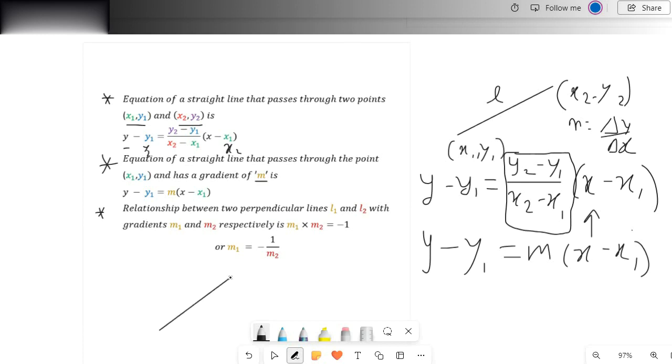What it means is that if we have a straight line L1 and another straight line L2, the angle between them will be 90 degrees, meaning that they are perpendicular. And if L1 has gradient m1 and L2 has m2, then m1 multiplied by m2 is equal to minus 1, or simply written as m1 is equal to minus 1 over m2.